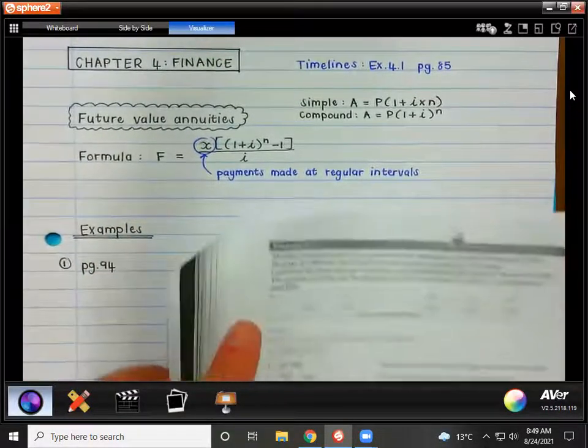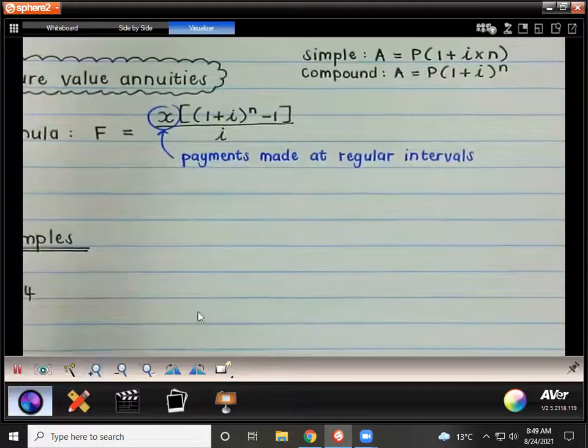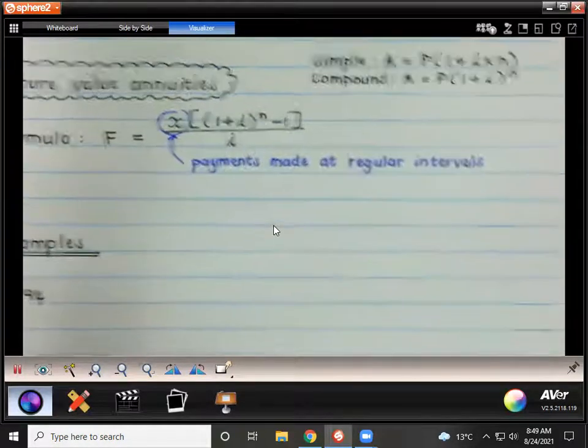Yes. Could you also have to solve for N? Yes, so we're actually doing that later as a separate section, but yes, you could, and then you would have to use logs.